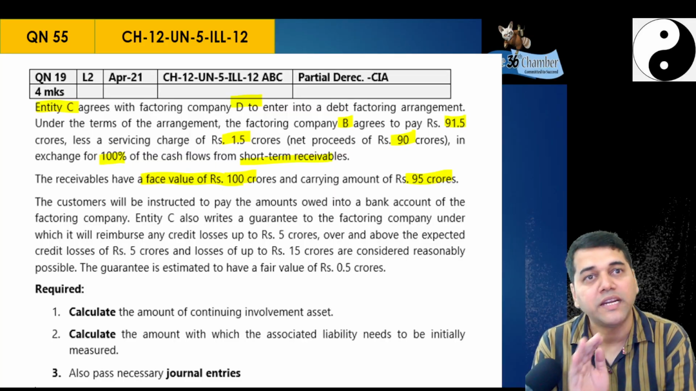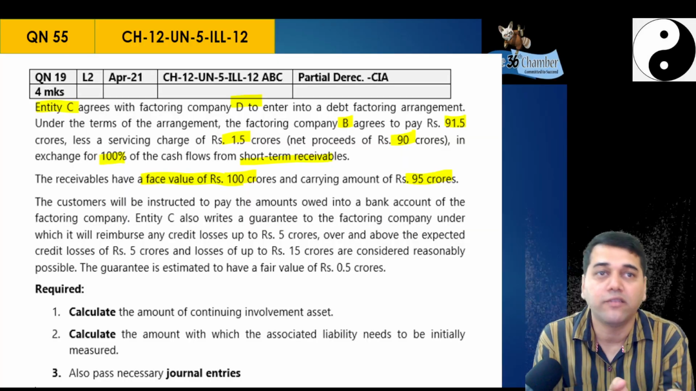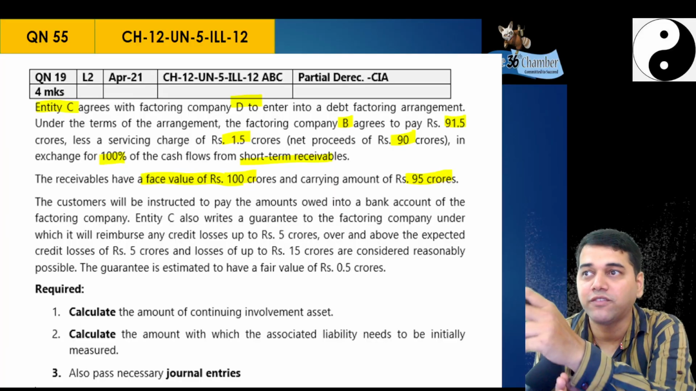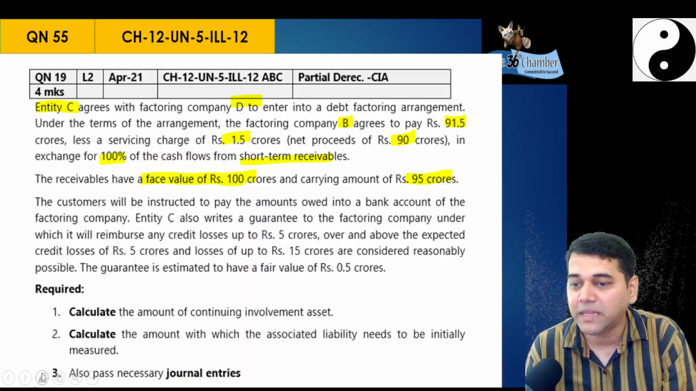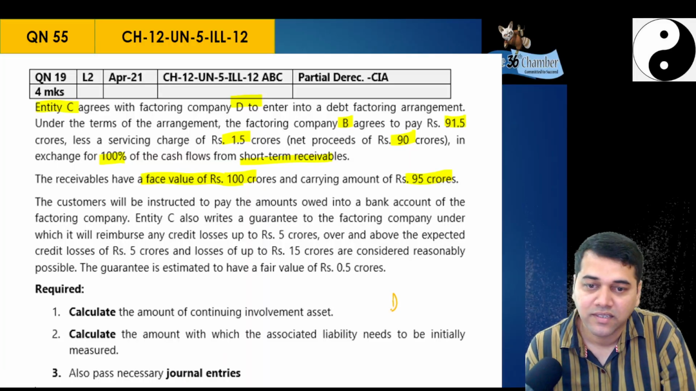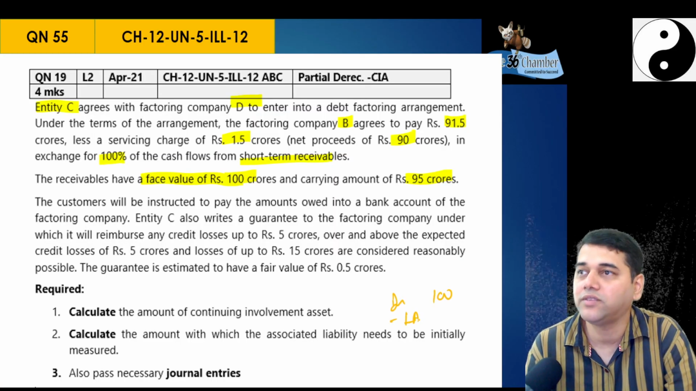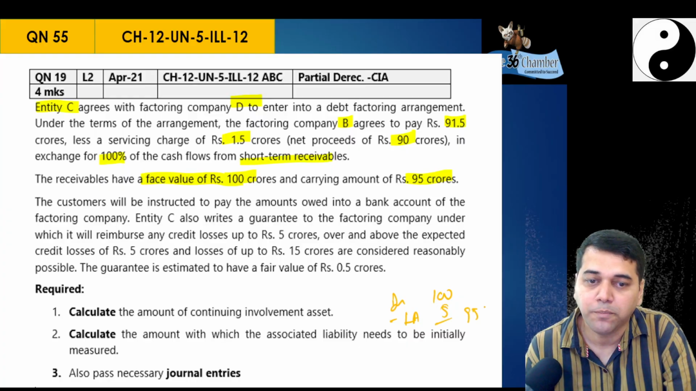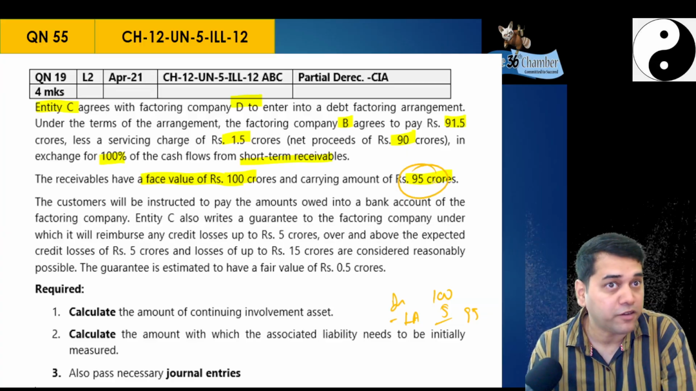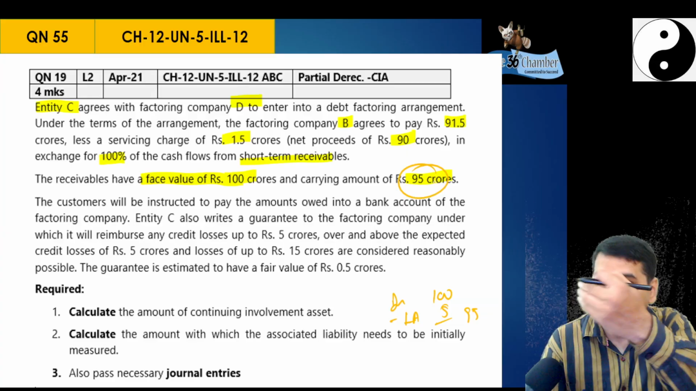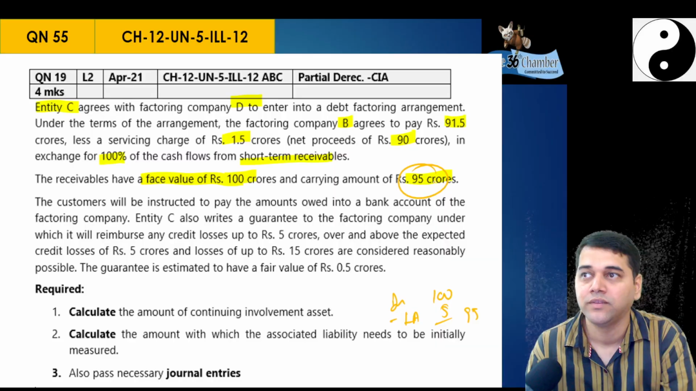So you pass one entry, expense account debit or P&L account debit to loss allowance account. And loss allowance you deduct from the face value of the debtors. So how do you present it in the balance sheet? Debtors 100 minus loss allowance, which is nothing but ECL 5. So book value is 95. This 95 they are buying at 90. In fact 91.5, but there is a processing fee also. So they pay you 90.